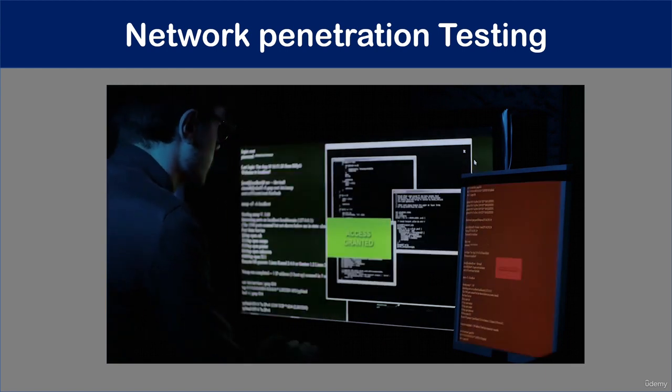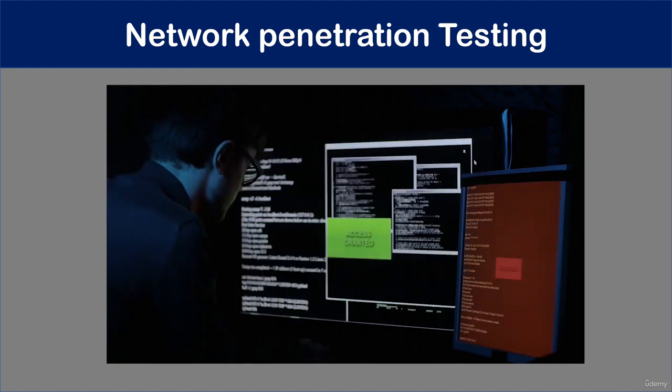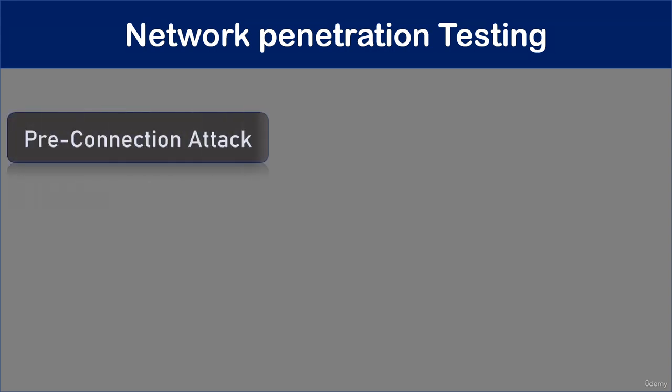Therefore, we need to know how devices interact with each other in a network, as well as how a network works. Network penetration testing is divided into three subsections. The first is pre-connection attacks. In this section, we will learn about all the attacks that we can do before connecting to a network.